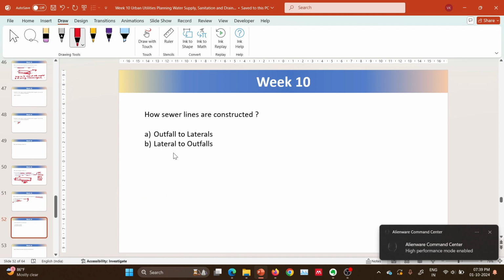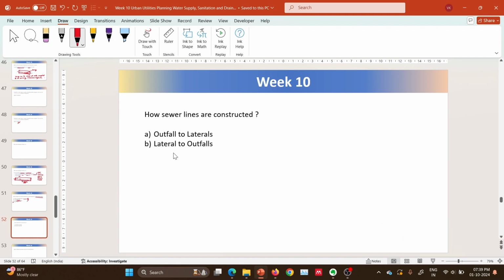So how are sewer lines constructed? The question is related to the direction. Here I'm asking about the direction of construction. So one is the wastewater treatment plant. So it is the outfall sewer.